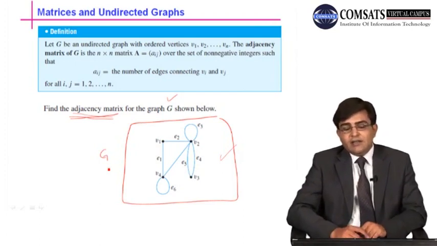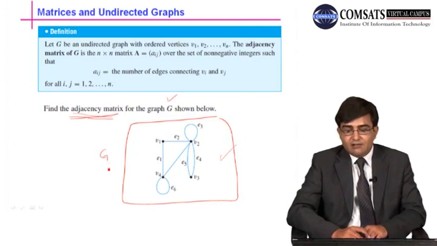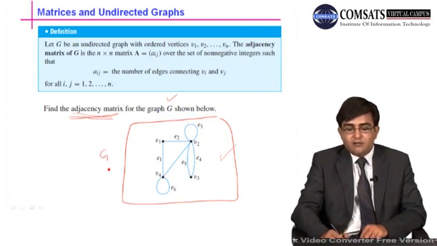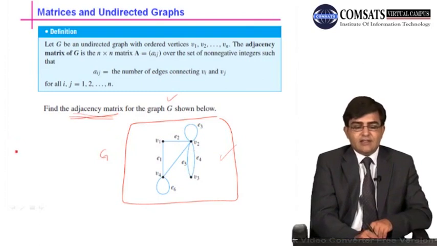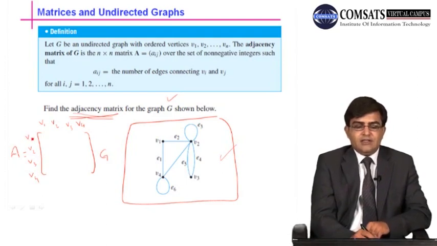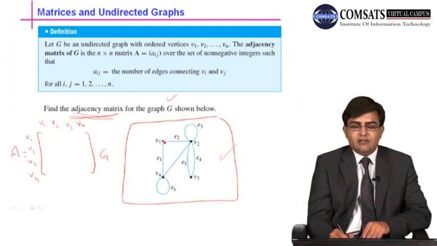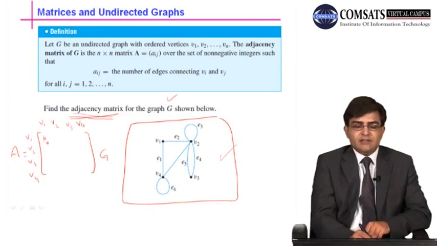Now first of all, how many vertices are there in this graph? v1, v2, v3, v4. So we have 4 vertices in this graph. So the adjacency matrix must have 4 rows and 4 columns. For example, we say first row v1, v2, v3 and v4, v1 first column, v2 second column, v3 third and v4. Now we have to see how many arrows are there from v1 to v1. v1 to v1, there is no loop here, so the first entry will be 0.